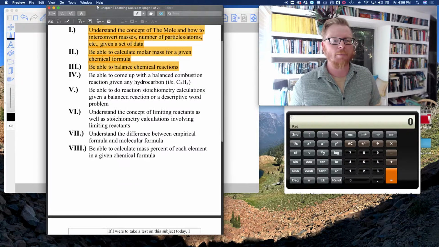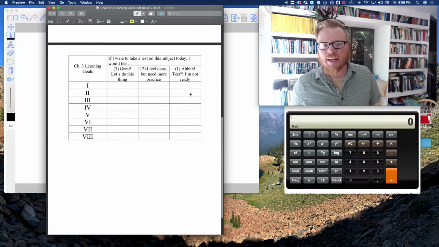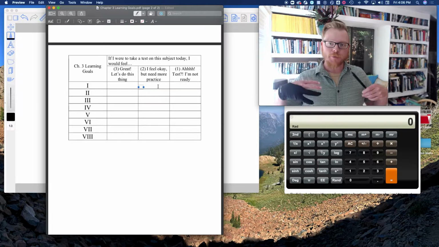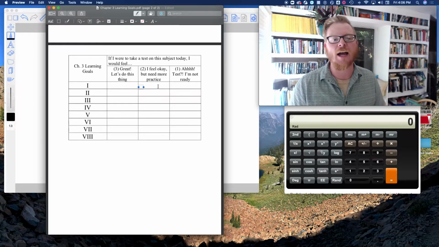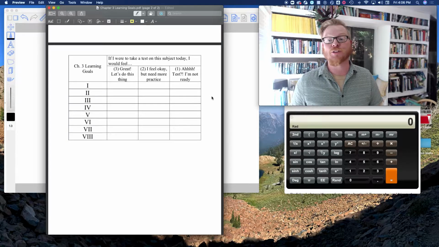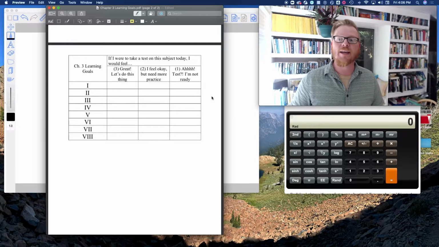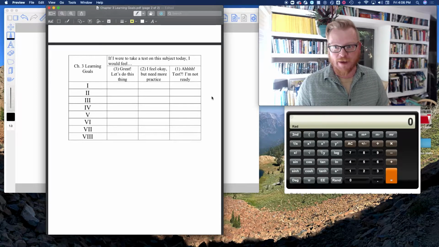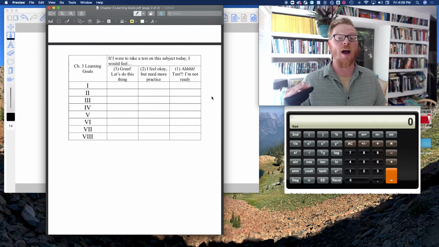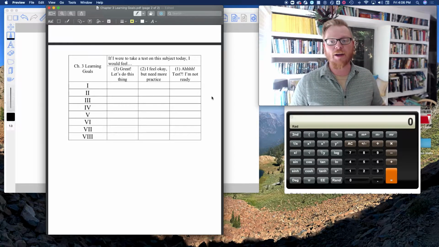But remember, you might be in this category: well, I'm not ready for a test. Or maybe you're even in this category: I feel okay, but I need more practice, right? So remember, use this document as a means of guiding yourself through the material. You can tell by now I go through things a little on the faster side because we do have a lot of content to go through. So I might go through something really fast and then move past it. Make sure that you feel good about that before you move on.